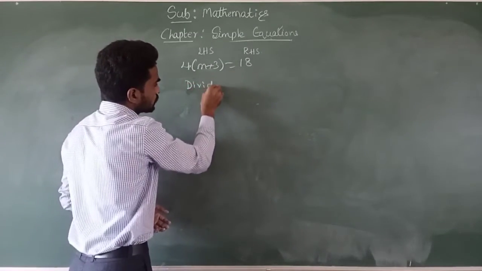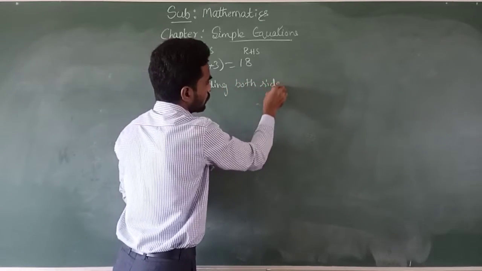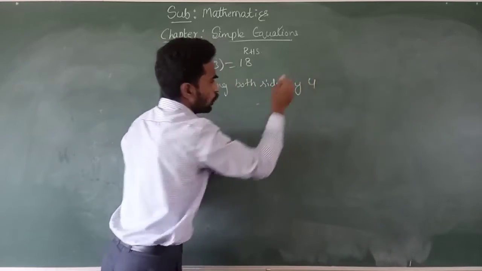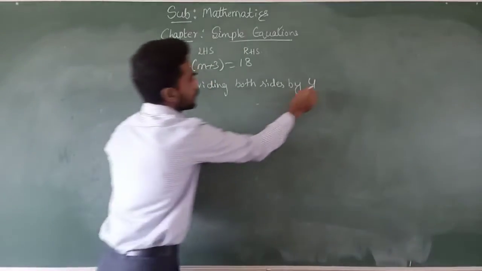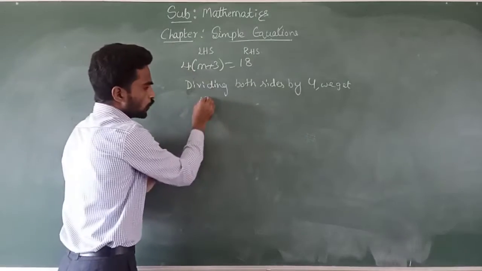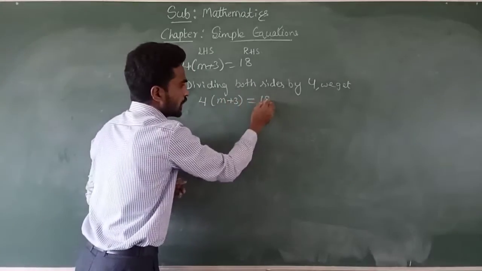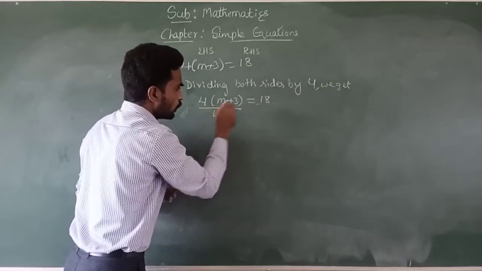Dividing both sides by 4, what do we get? 4 into m plus 3, that is equal to 18, whole divided by 4.